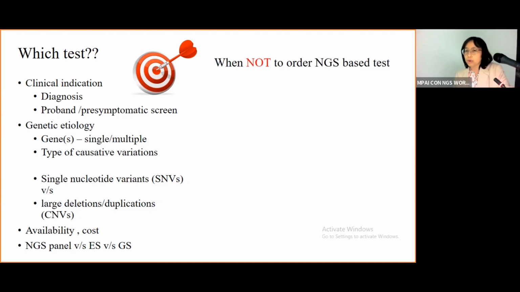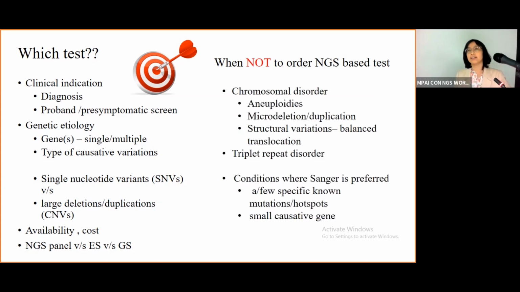So when not to order an NGS-based test? Now for the majority of clinical conditions, everyone is ordering an NGS-based test. So we should remember at this point what the conditions are where NGS is not the first preferred modality of testing. When we are suspecting a chromosomal disorder like aneuploidies, for example Down syndrome, we will not order an NGS-based test.